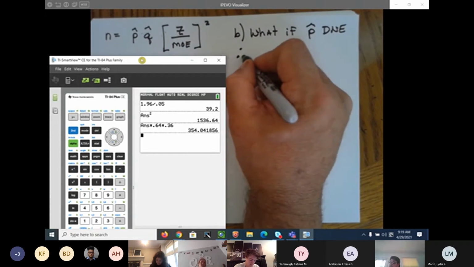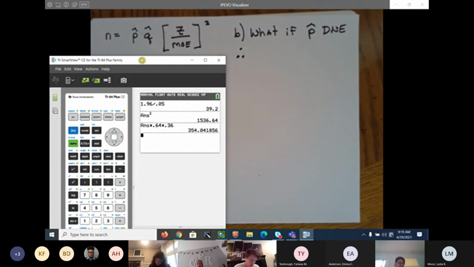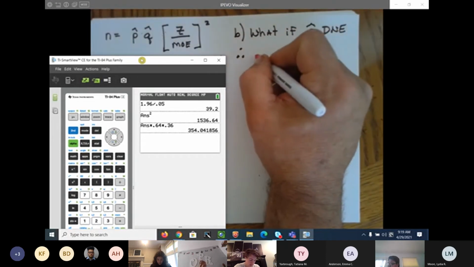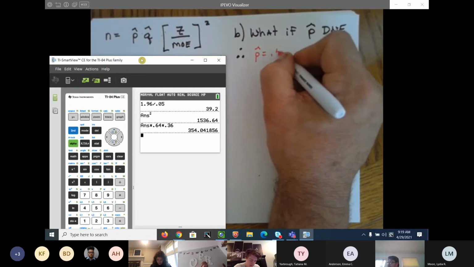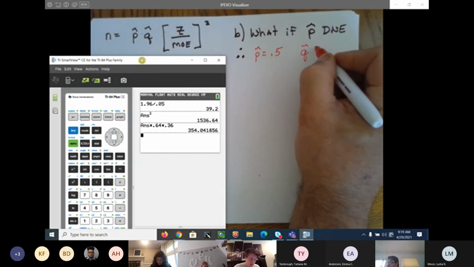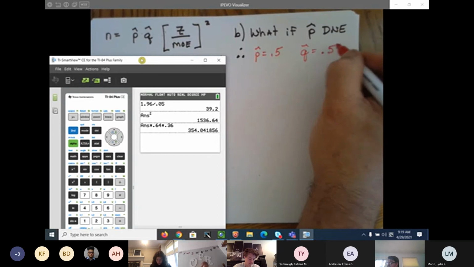Therefore, and yes, I'm going to write this in red again. I have to do this, people. I'm sorry, it's not for my benefit. P hat is equal to 0.5 and Q hat is equal to 0.5.